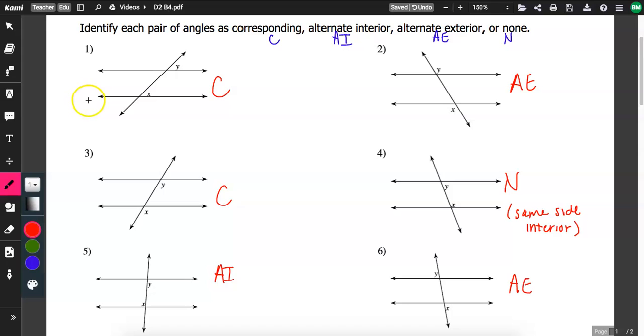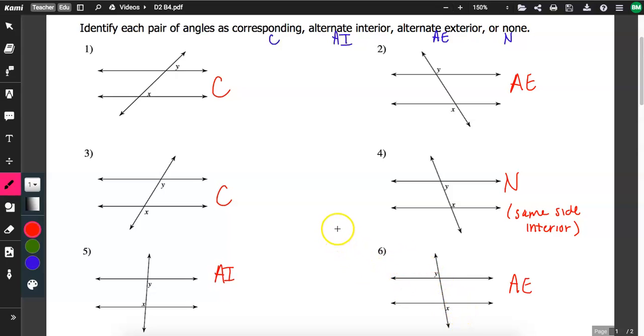Okay, here are my 6 answers. So number 1, they're corresponding, X and Y. Number 2, alternate exterior. Number 3, corresponding. Number 4 is technically none, but we know that can also be called same side interior. Those are supplementary angles. Number 5, alternate interior. And number 6, alternate exterior.